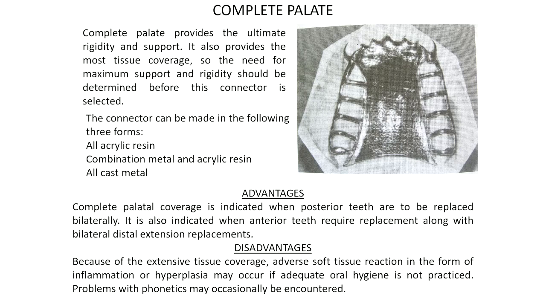And coming to the disadvantages of a complete palate major connector, because of the extensive tissue coverage, there is a chance of adverse tissue reaction. It might be due to allergy, or it might be due to constant irritation from a metallic component. There can be a chance of inflammation or hyperplasia in the mucosa underlying the denture if the oral hygiene practices are not up to standards for the patient. And there can be interference in phonation because of the coverage of the anterior part of the palate.